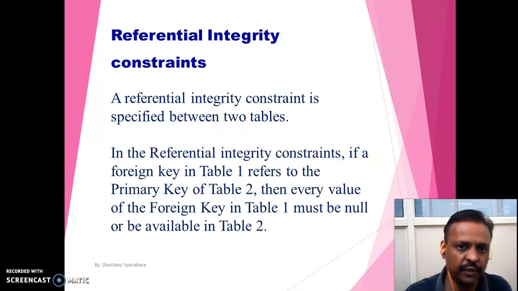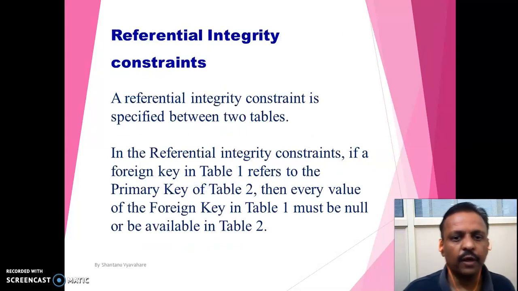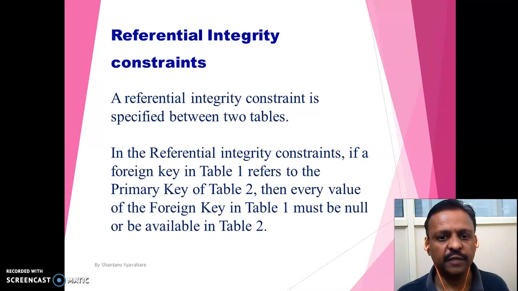Then next is referential integrity constraint. A referential integrity constraint is specified between two tables. In the referential integrity constraint, if a foreign key in table 1 refers to the primary key of table 2, then every value of the foreign key in table 1 must be null or be available in table 2.